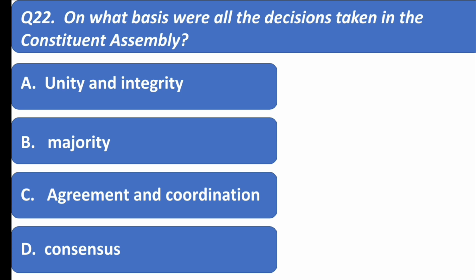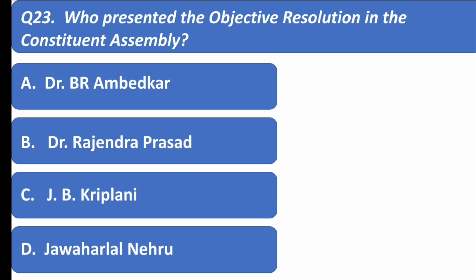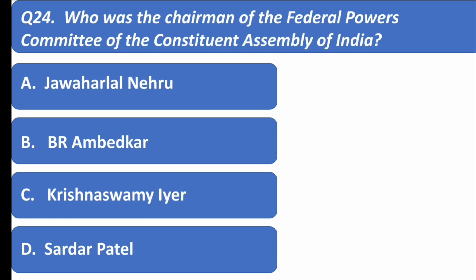On what basis were all the decisions taken in the Constituent Assembly? Answer is option C. Agreement and coordination. Who presented the objective resolution in the Constituent Assembly? Answer is option D. Jawaharlal Nehru. Who was the chairman of the Federal Powers Committee of the Constituent Assembly of India? Answer is option A. Jawaharlal Nehru.